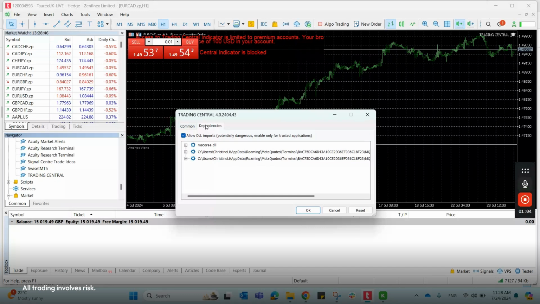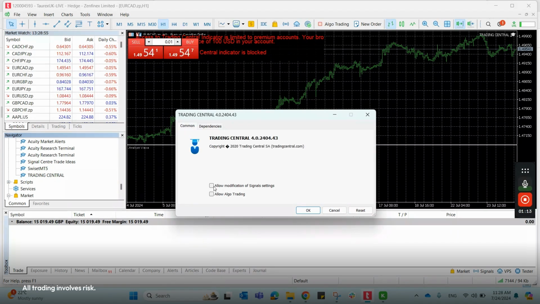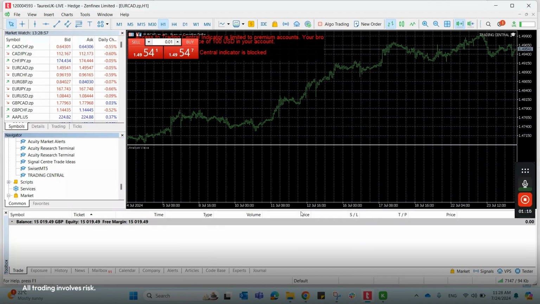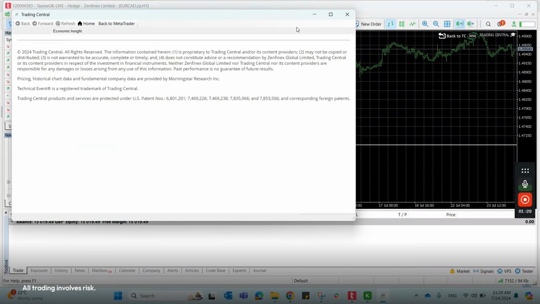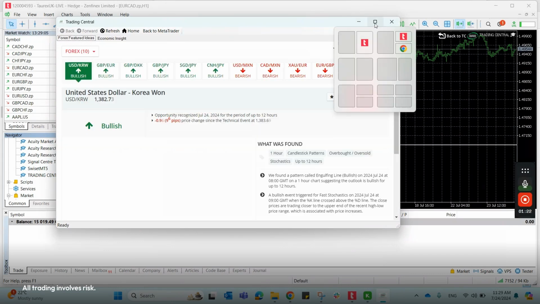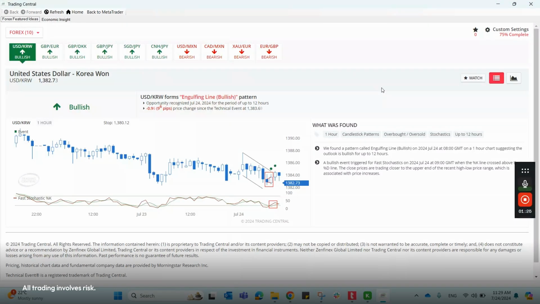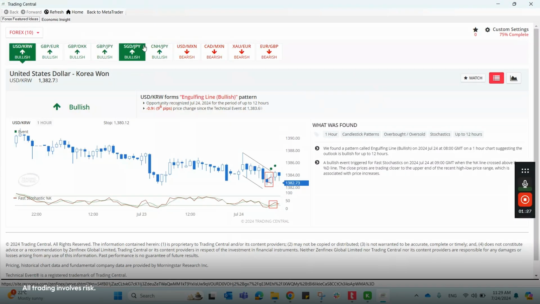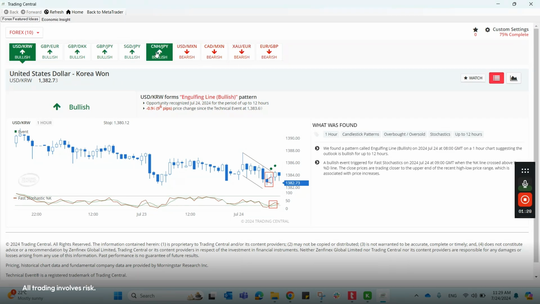And here you can see the pop-up boxes. Just need to click on Allow DLL imports and also click on these two boxes and click on OK. And then you will see a pop-up box from Trading Central. On this page, you can see the ideas generated by Trading Central, where the green ones are the bullish pairs and the red ones are the bearish ones.